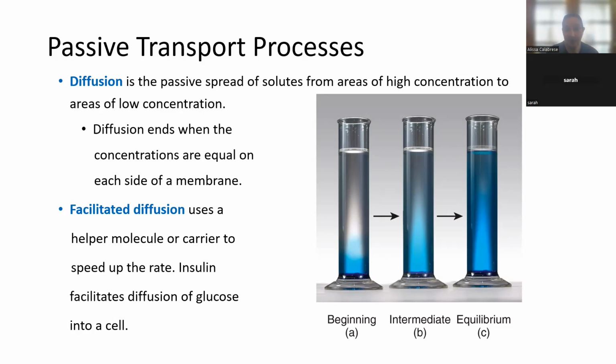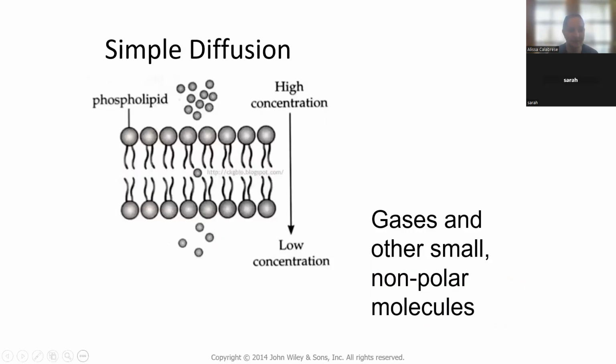Facilitated diffusion is also passive, but in this case, it uses a doorway. We're using a protein-like passageway for things to move across the membrane. They're still going from high to low concentration, still no energy involved, except there's a doorway that speeds up the process. So there's simple diffusion. High concentration of whatever this is here, low concentration here. Those molecules, if they can fit through, will eventually even out on either side of the membrane.